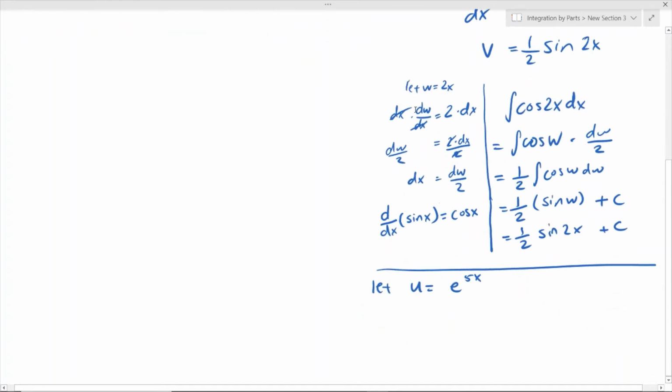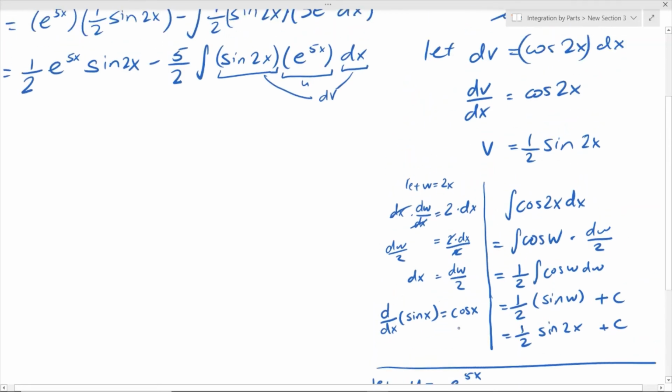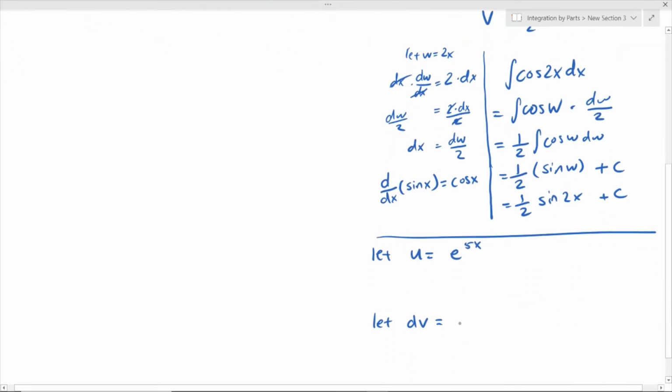So I'm going to let my dv be equal to sine 2x times dx, sine 2x times dx right here. So now from this we can find our derivative du over dx, and that is equal to 5 times e to the 5x using the chain rule, right? We have 5x here, so finding the derivative of 5x, we get 5.